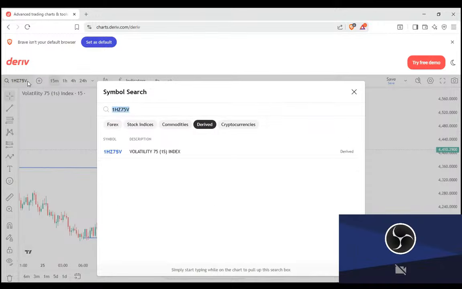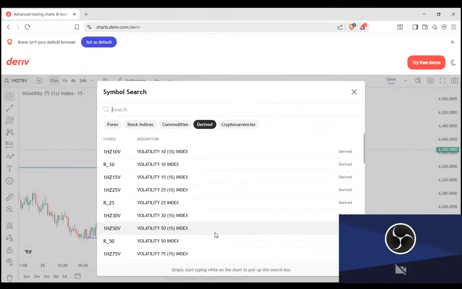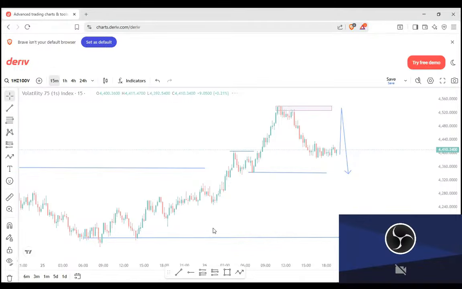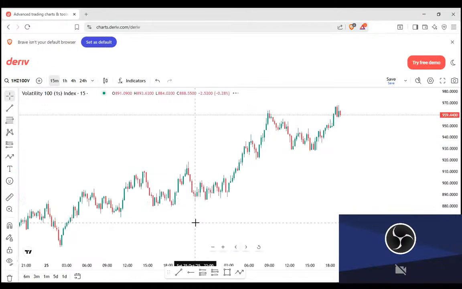So the next thing we are going down to is the 15 minutes. Okay, this is the 100 index. Let's see what the 100 index is doing.